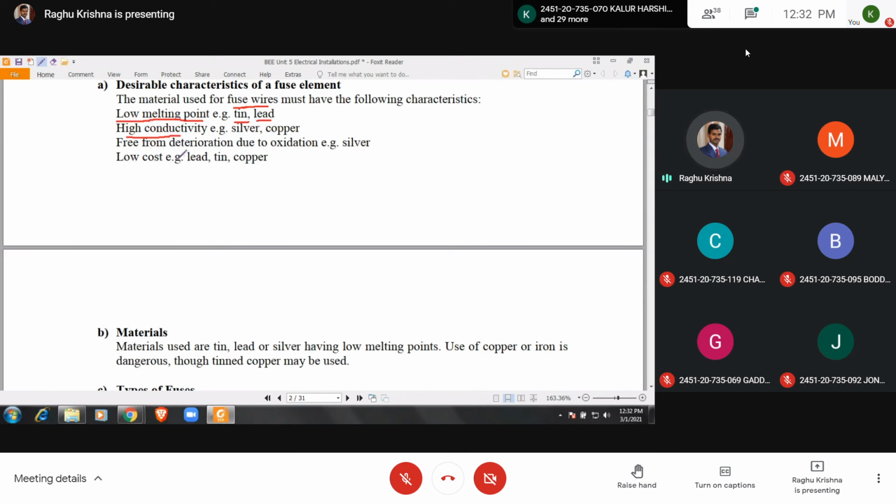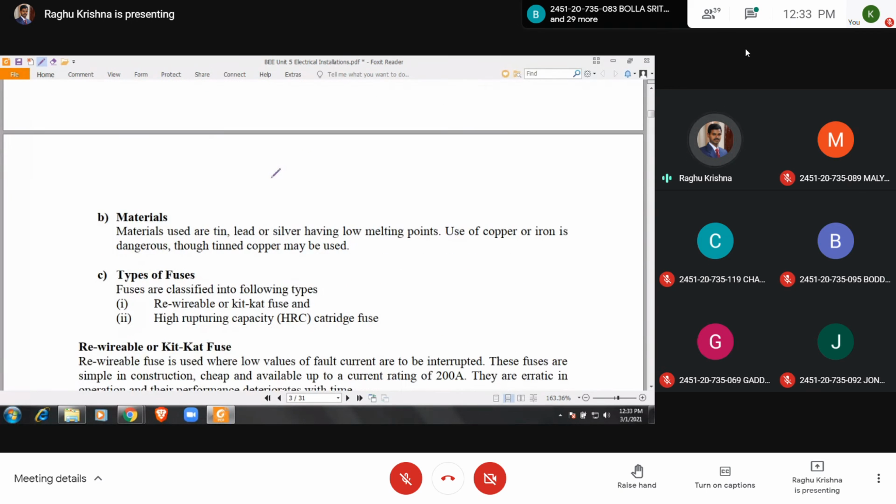Next, free from deterioration due to oxidation, for example, silver. Next, low cost: tin, lead, copper. So generally we use lead or tin or copper as fuse wire. Most of them will be using copper as a fuse wire. Based on the availability, they may be using the fuse wire.